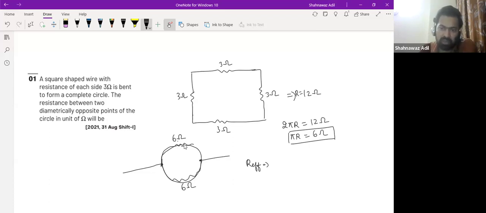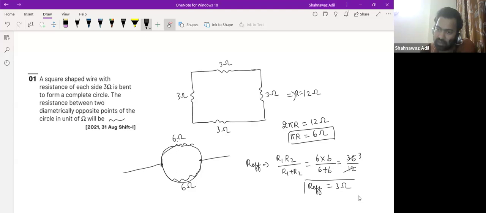This is a parallel combination. In parallel combination, the effective resistance is R1 R2 divided by R1 plus R2. So this is 6 into 6 divided by 6 plus 6. This is 36 and this is 12, so this would be 3 ohm. Right. So this was an integer type question, and this simple question has been asked in JEE. So from electric current, there are simpler questions.